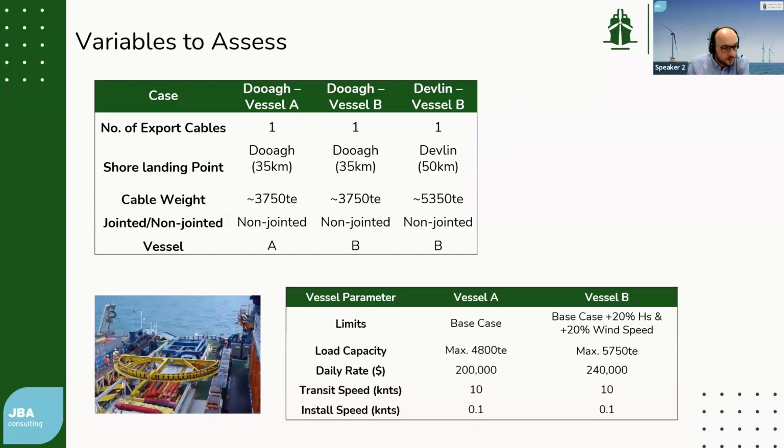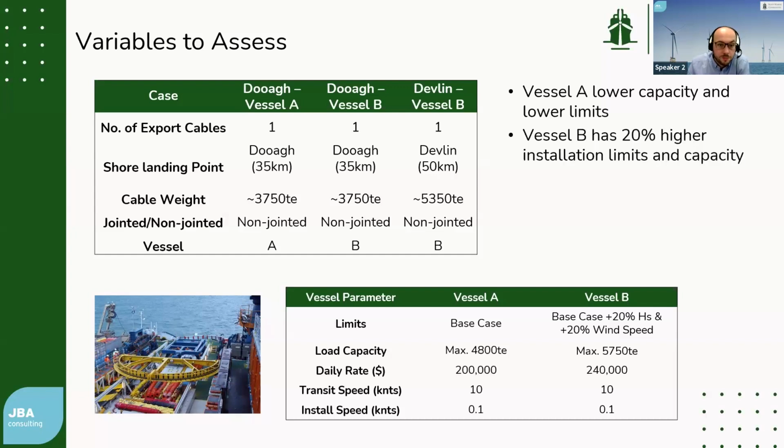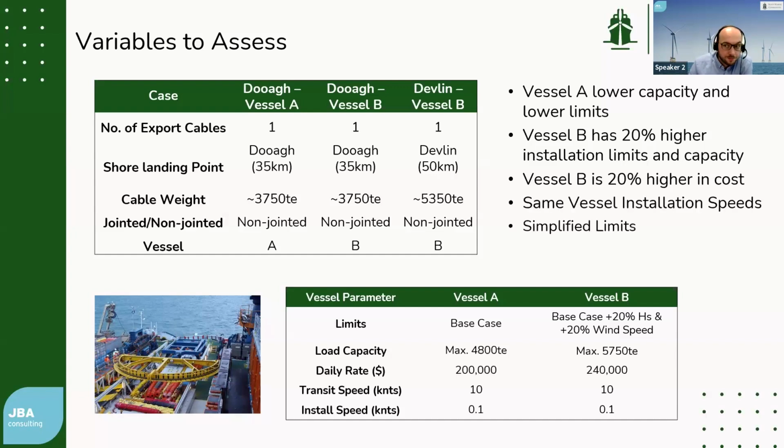And a little bit more about the vessels. We've got vessel A, which we're calling our base case vessel. And then we've got vessel B, which is our more capable vessel. Vessel A has a lower capacity and lower limits compared to vessel B. Vessel B has 20% higher installation limits and capacity. But the two vessels have exactly the same installation speeds.